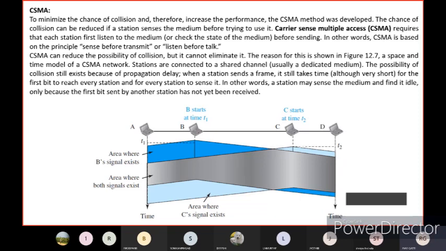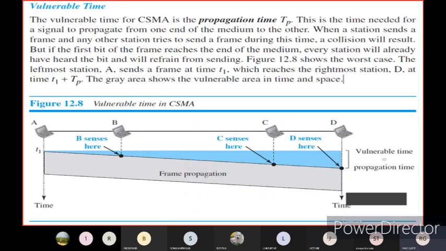Okay, so when it was only B, there was no collision, but when C transmitted, there was a collision. Why? Because there is a propagation delay. Because of this propagation delay, we can expect some amount of collision to take place in the carrier sense multiple access mechanism. So for this mechanism, we should find out what the vulnerable time is, that is, at what time the station should transmit the data.